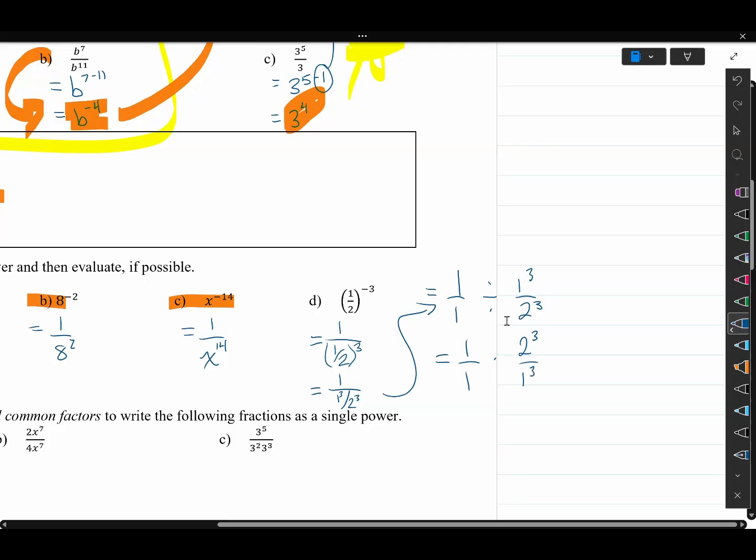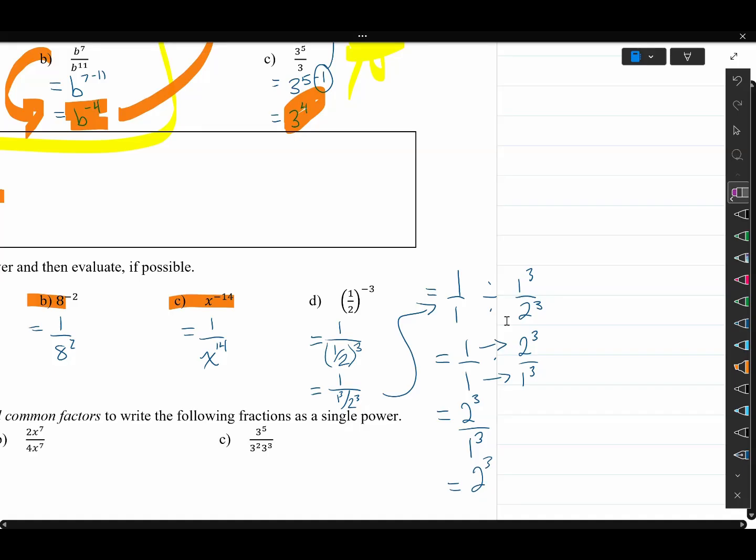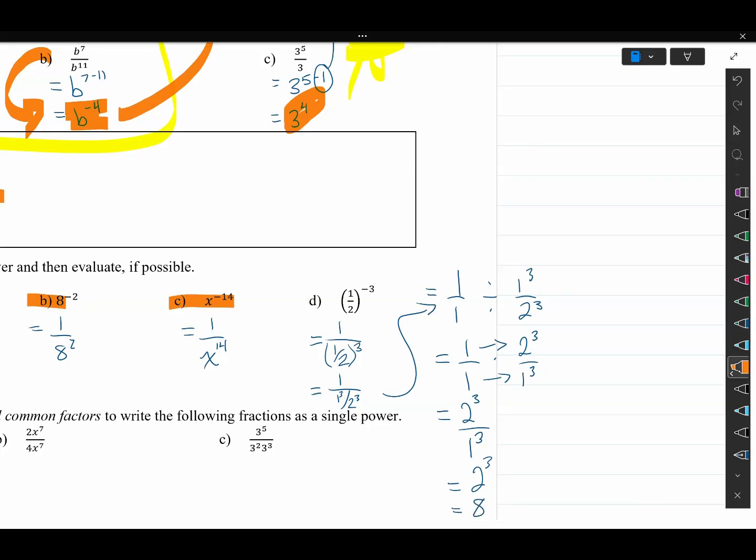Well, that's pretty straightforward. If I'm multiplying fractions, I just multiply across numerators and denominators, right? So 1 times 2 to the exponent 3, well, that's just 2 to the exponent 3, over 1 to the exponent 3. Fantastic. Well, 1 to the exponent 3, that's just 1, so that's like 2 to the exponent 3 over 1. Oh, wow, that's just like 2 to the exponent 3, and if I want to evaluate that further, I'm working with 8.